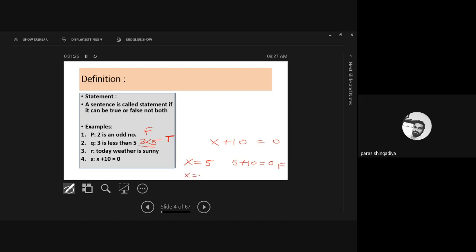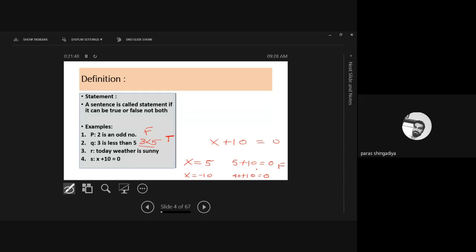And now if I put x is equal to -10, then -10 plus 10 is equal to 0. Replace -10 in place of x. So what do you get? It is -10 plus 10, and that is correct. -10 માં તમે 10 add કરો તો શું થાય? That is 0. So it is correct.